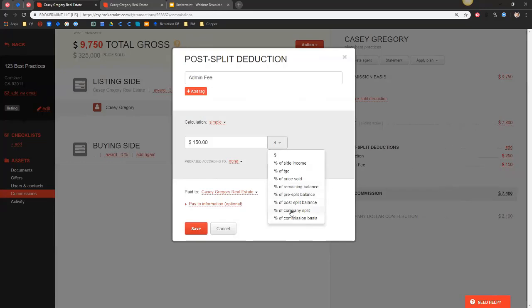The next one would be the percentage of the company split. So in this case, if this was a 70-30 split, it's a percentage of that 30% that is going to the company. And lastly is percent of commission basis. A lot of people question, well, what's the difference between commission basis and side income?